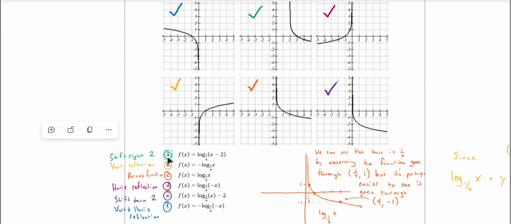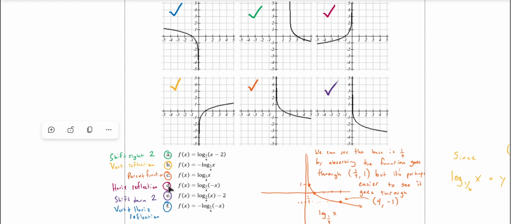Okay, so what about this a? It's a right shift of 2. So we take this function, scooch it over to the right by 2. That gives us this one. What about this one, b? Well, that's vertical reflection. So we want to flip this upside down. That's this one here. And yes, it looks just like log base 4 of x.